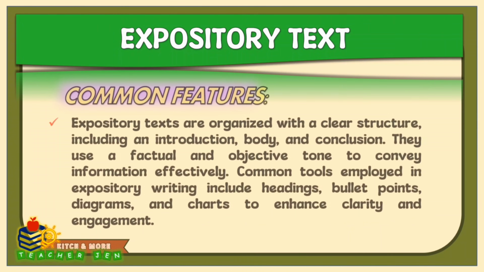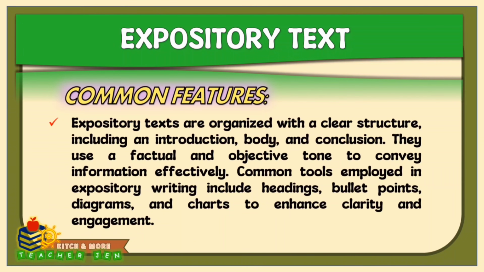Now let's talk about the common features of expository text. Expository texts are organized with a clear structure, including an introduction, body, and conclusion. They use a factual and objective tone to convey information effectively. Common tools employed in expository writing include headings, bullet points, diagrams, and charts to enhance clarity and engagement.